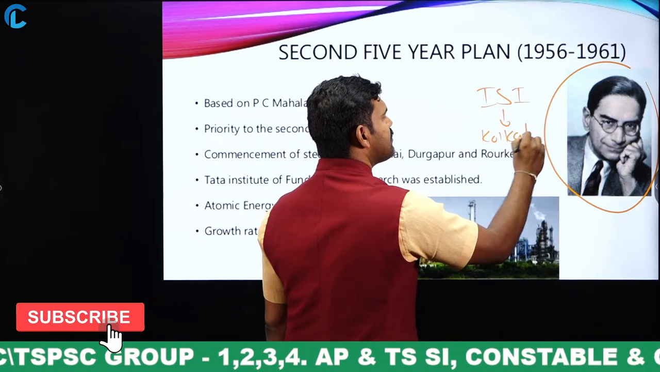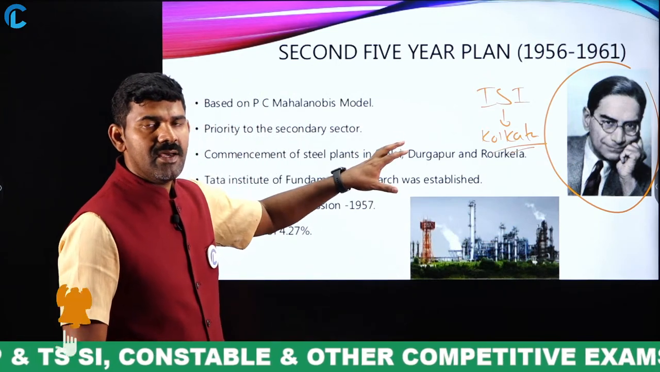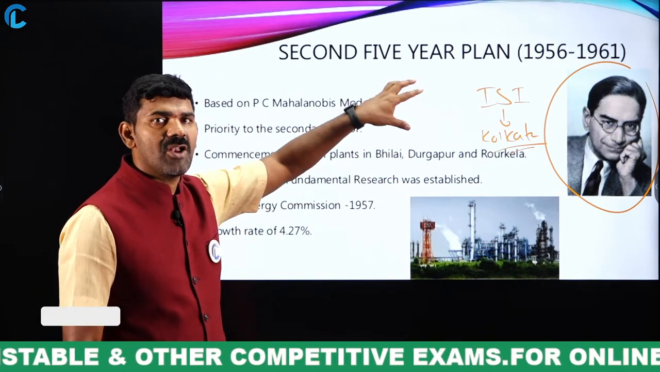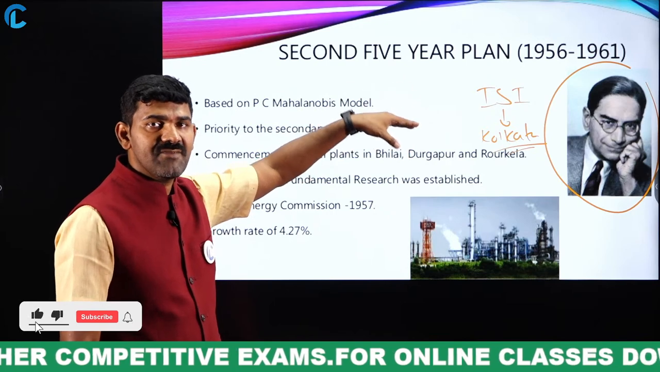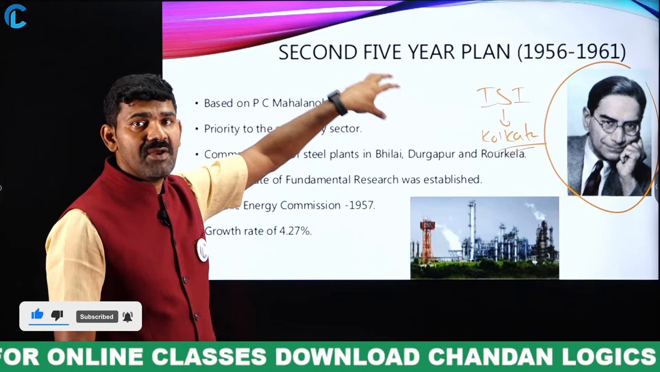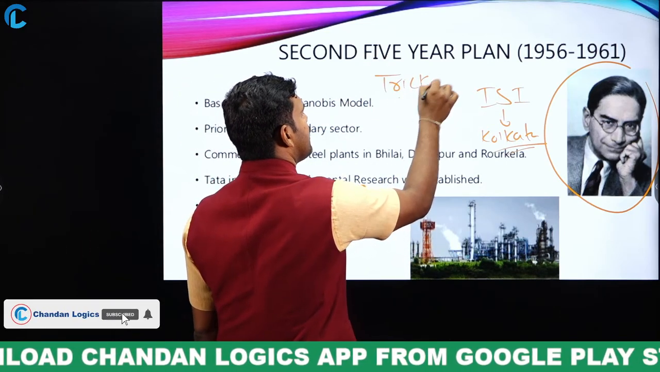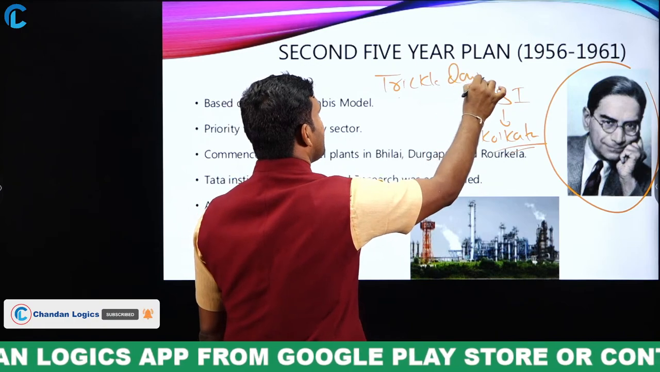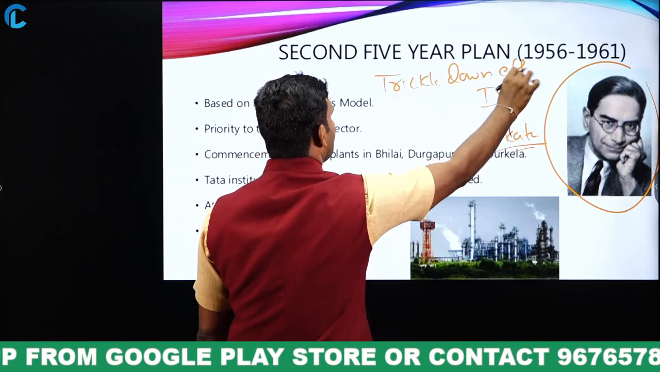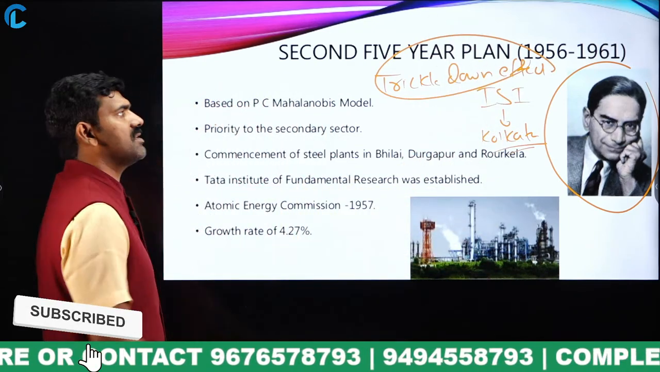And his birthday is celebrated as what? National Statistics Day. Now, he is the one who has introduced the Russian model of planning into India. And that is the reason from the second 5-year plan, we are giving more importance to industries. He is the one who proposed something called the trickle-down theory. Trickle-down effect. So, in the second 5-year plan, what you find is nothing but the trickle-down effect.